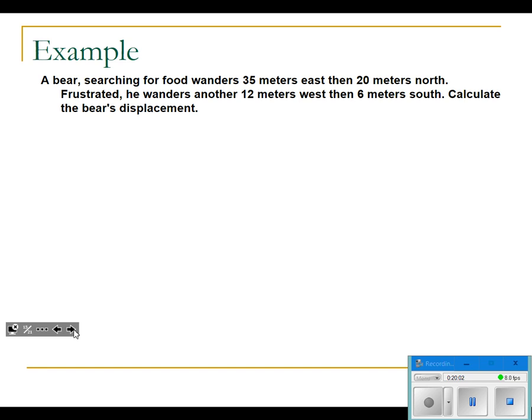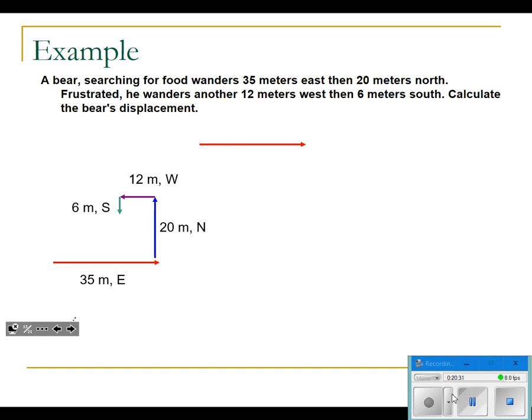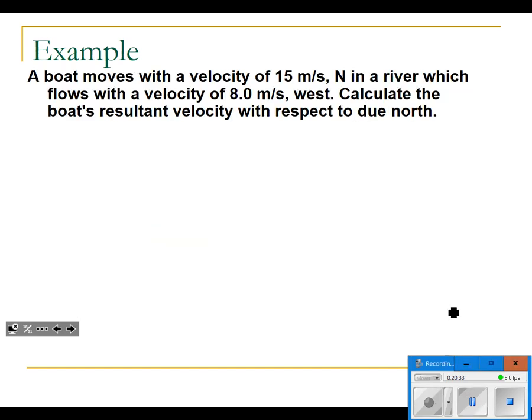Now I've got my bear that's going to search for food, and I really like to do this one actually as a graphical and as a mathematical, but I want to hold off and do it graphically. So we're going to do this one, even though it says calculate, we're going to do it graphically later on. So I want you to skip example 6 for now, and we'll come back to it. Okay? So let's move on to number 7.